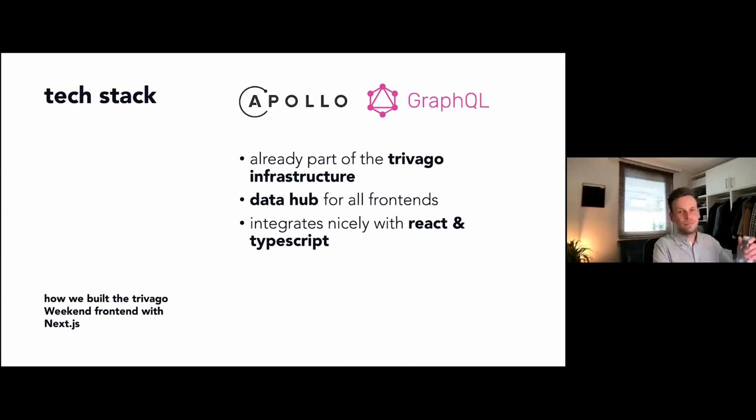So GraphQL. GraphQL and the Apollo platform are already part of the trivago infrastructure, and I think it's been now 2 or 3 years since we completely switched to a central GraphQL server at trivago. And before that, we had been using different REST endpoints, some of which were even still part of our legacy PHP setup. So nowadays, the GraphQL server is basically the data hub for all our front end.